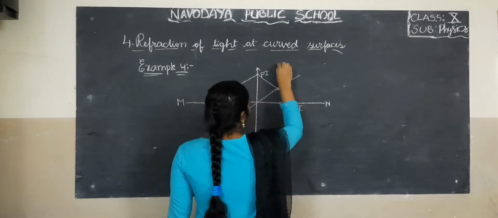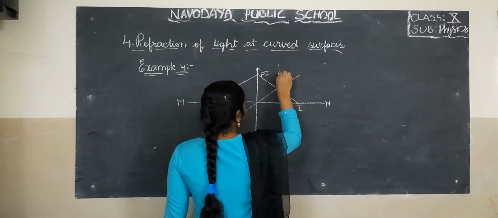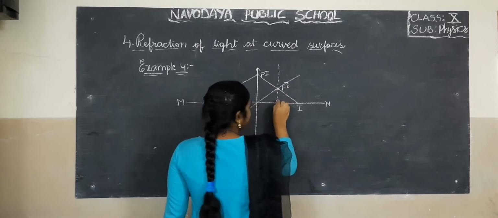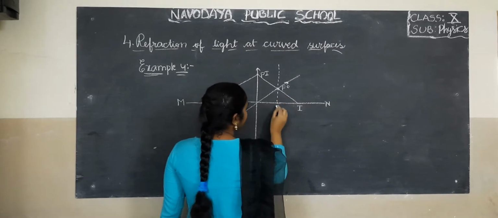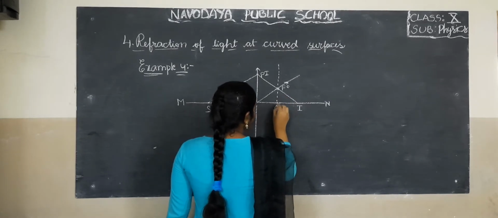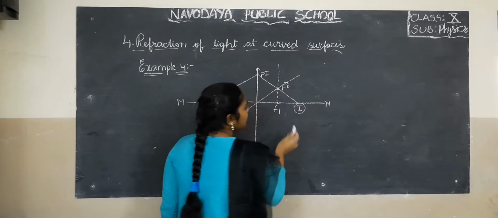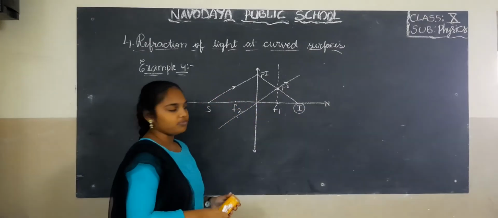Here from these 2 intersected points we have to draw a normal ray, and it is perpendicular to the principal axis and it will meet at F1. Here I is the image of the point source of an object.